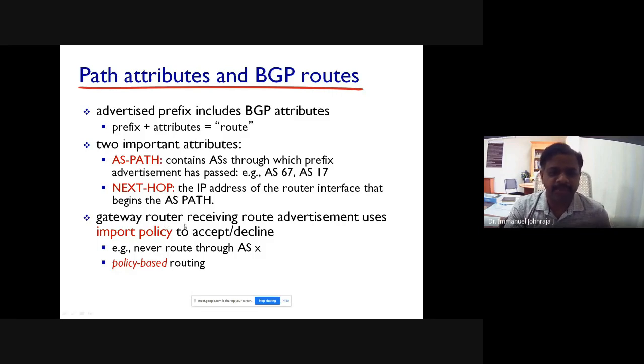Okay, the gateway router receiving the route advertisement uses the import policy to accept or reject it. For example, never route something through autonomous system X. So BGP follows policy based routing. For example, you are not permitted to send the internet traffic through this specific country. Policy based routing, BGP supports it.